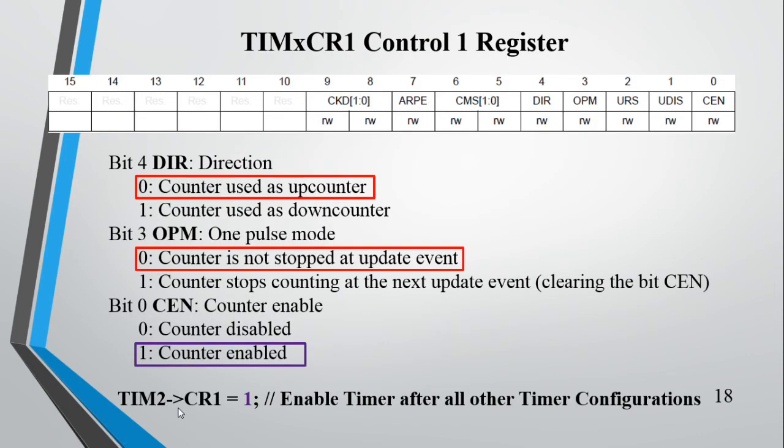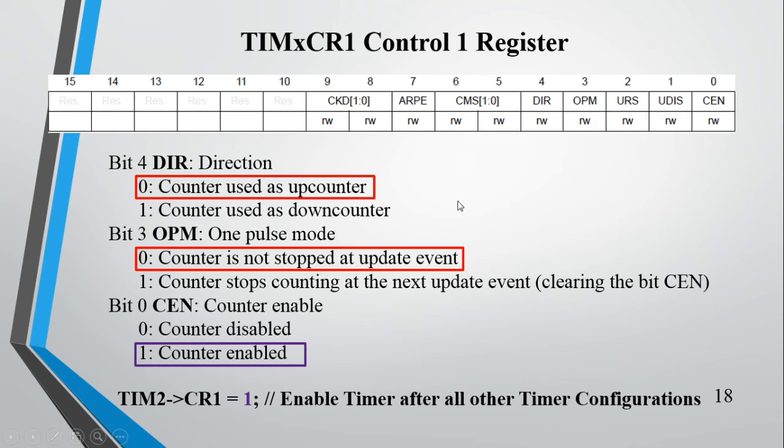Then after configuring all these steps, the last step is to configure the timer control register, right? In the timer control register, only 3 bits you are configuring. The 0th bit is counter enable. Once all the timer and capture compare configurations are over, only then should the counter be enabled as the last step. We are making this bit 1.